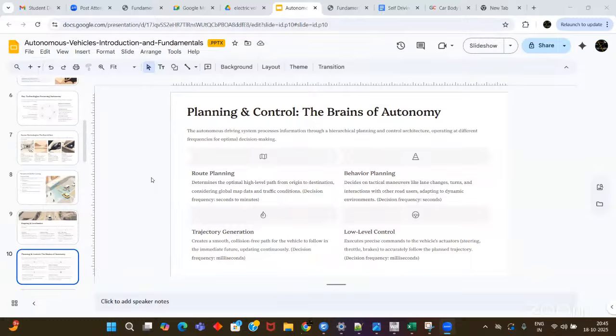So, planning and control, the brains of autonomy. The autonomous driving system processes information through a hierarchical planning and control architecture operating at different frequencies for optimal decision making. So that is true that the autonomous vehicle system processes information through a hierarchical planning and control architecture operating at different frequencies. The sensors of that complete system are operating for optimal decision making. All these sensors we discussed right in the start of this complete system.